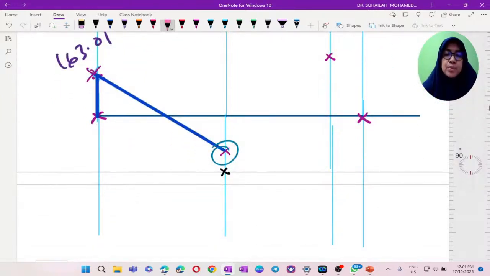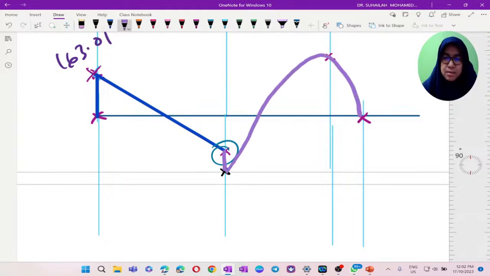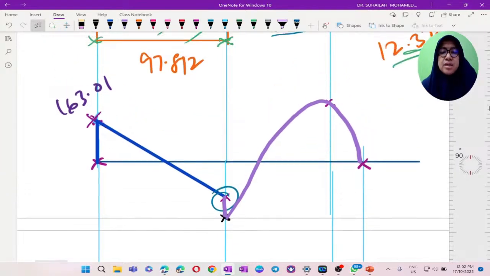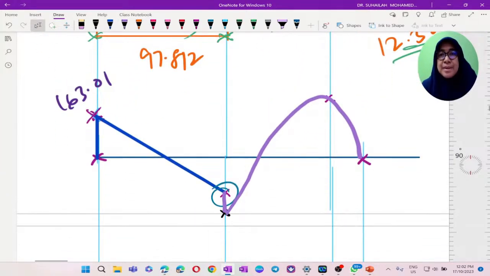So here we have the bending moment diagram like this, from this and this. Okay, so this is how the BMD looks like. This is positive and this is negative. Okay, so please try to do it on your own.